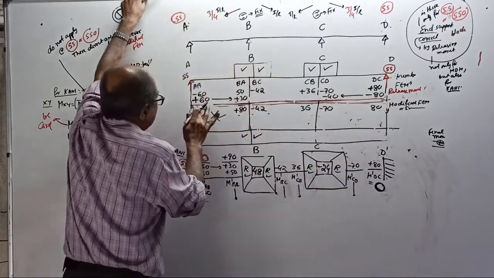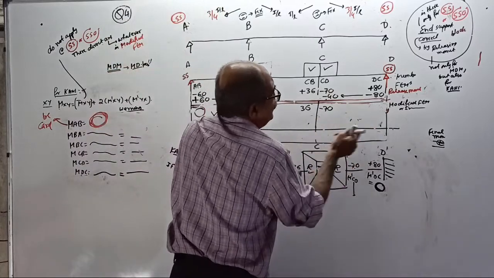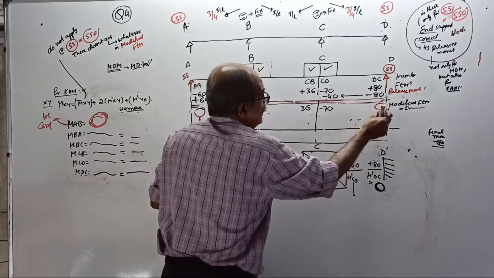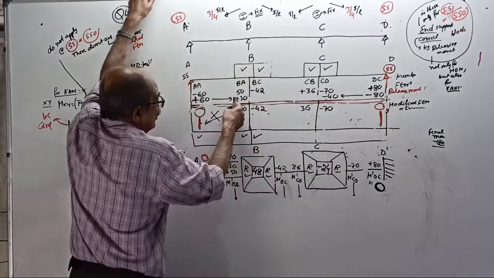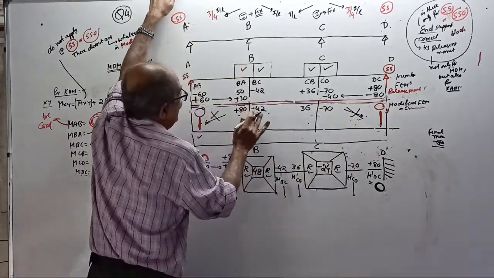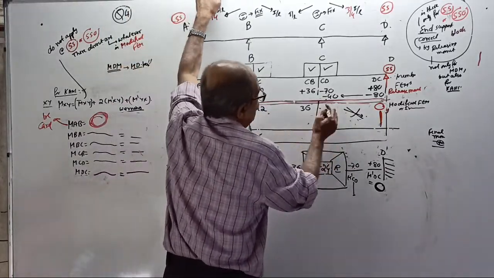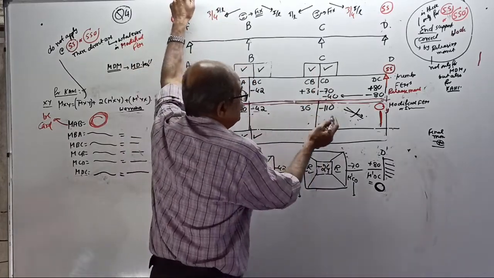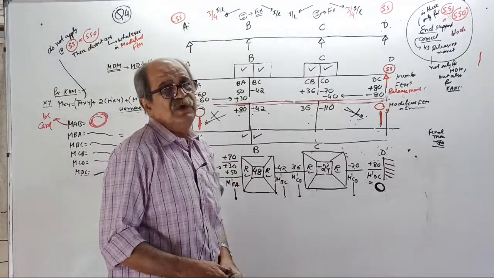Now, when you add, 0 will come here, block this one, block this one. Now, no more carry over this way, no more carry over this way. So, this will change: 80, 42, 36, minus 110. Over. Now, distribute, enjoy the problem, get the final moment.